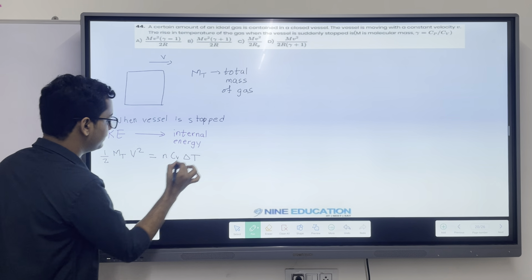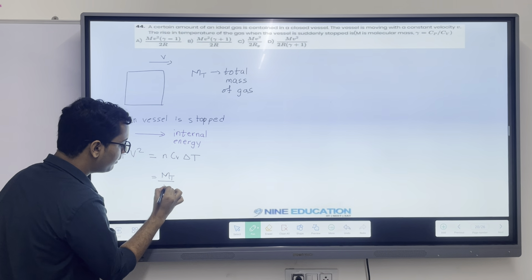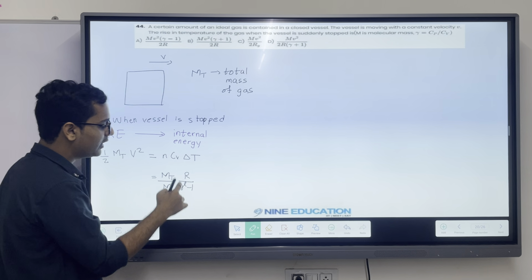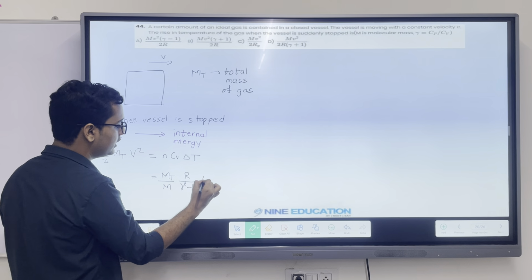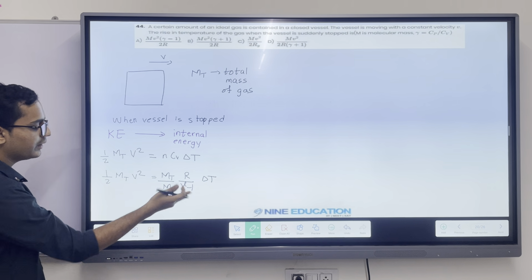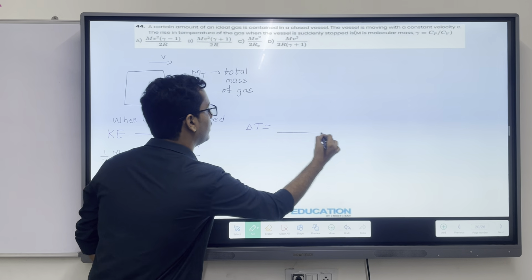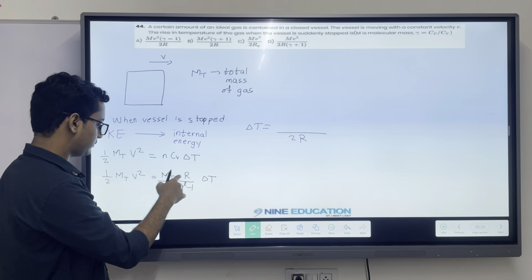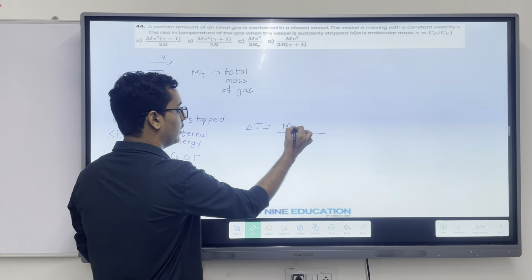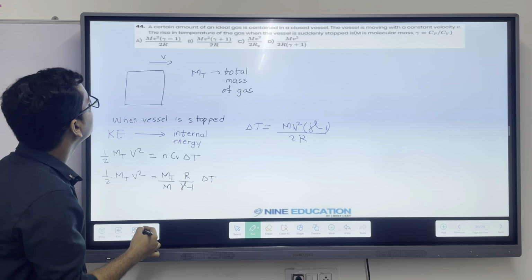n Cv delta T. Can I write this number of moles as total mass divided by molecular weight M, into Cv? I can write Cv as R divided by gamma minus 1. Cv is equal to R by gamma minus 1 is one relation that we have. Delta T. This is half of Mt into V square. If you rearrange the terms, you are going to get delta T equal to, in denominator you are going to have 2R. This Mt will be cancelled. In the numerator, you are going to have M V square and gamma minus 1.